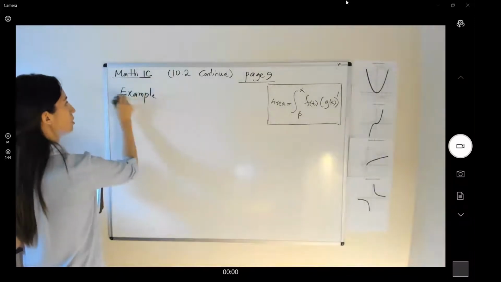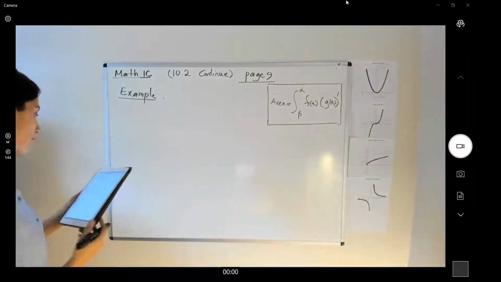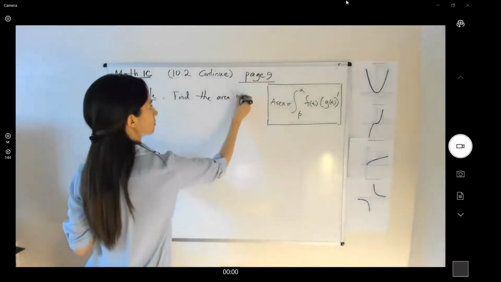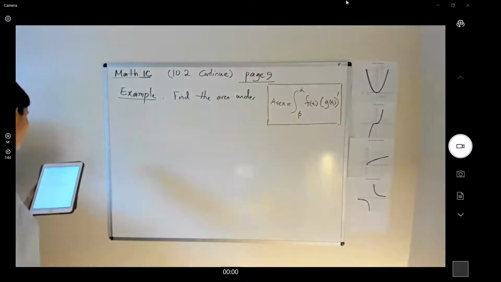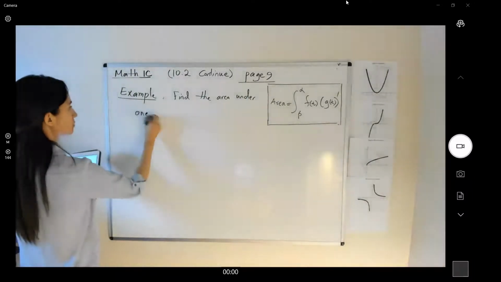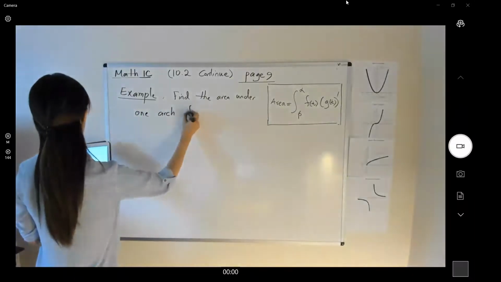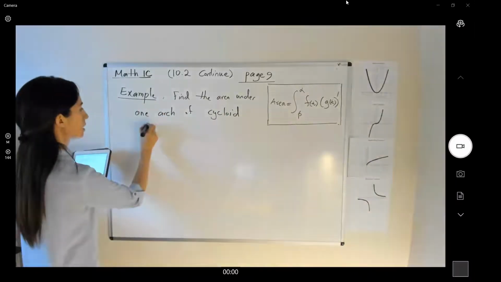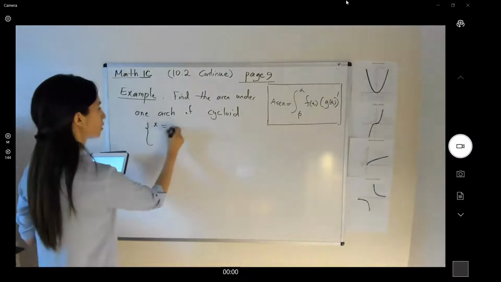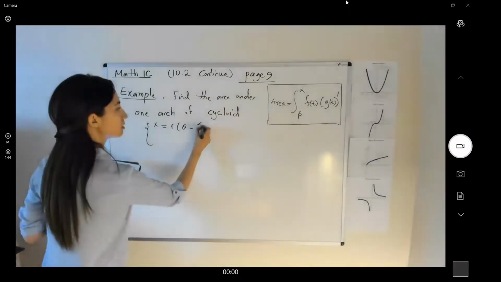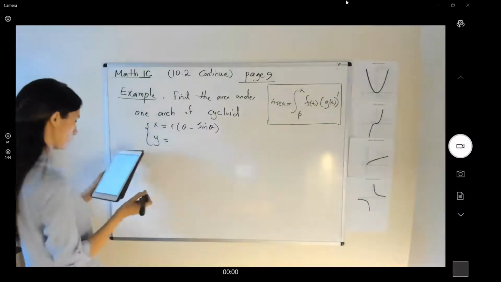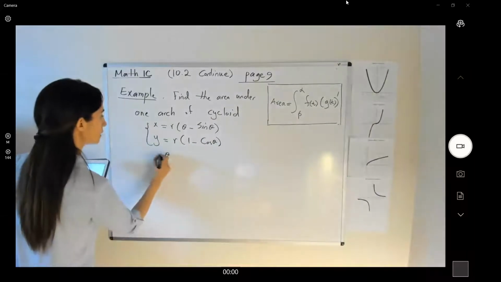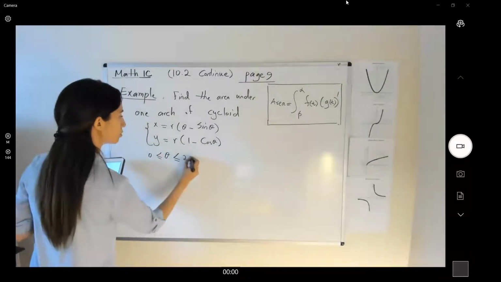In this example, it says, find the area under one arc of the cycloid. We know that x is defined as r times theta minus sine theta, and y is equal to r times 1 minus cosine theta, while theta is between 0 and 2 pi.